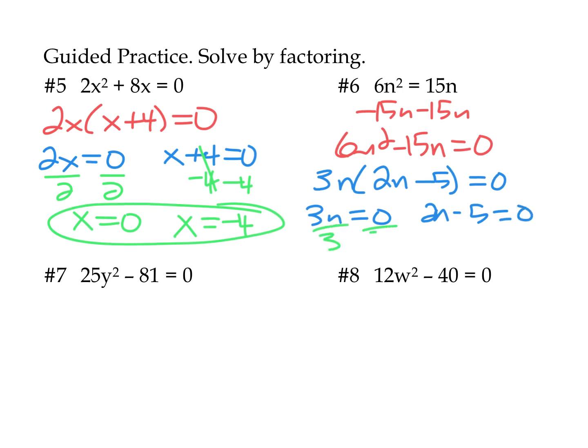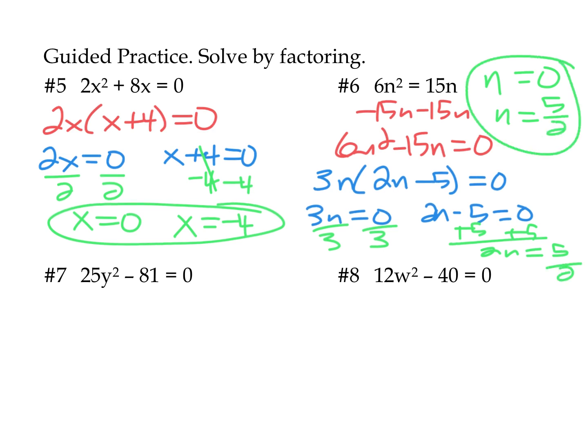Here I'm going to divide by 3 on both sides. I'll get n equals 0. And if I add 5 to both sides, I'll get 2n equals 5. I divide both sides by 2. I'm going to get n equals 5 over 2. So those are my two solutions for number 6. n equals 0 and n equals 5 over 2.